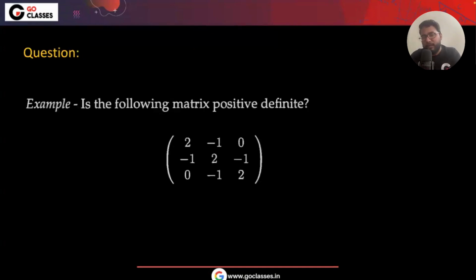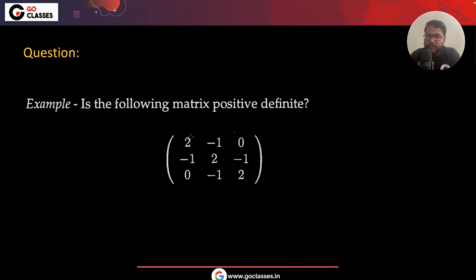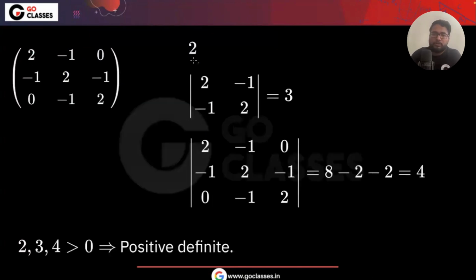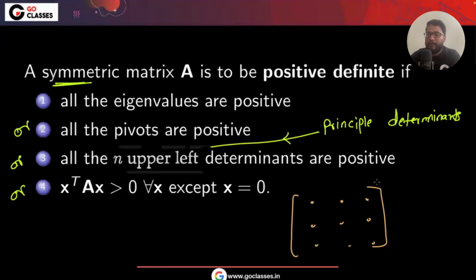Let's use the third way here, which is finding the n principal determinants. So you can say this first determinant is positive. This is 4 minus 1, this is 3, which is also positive. And if you find the determinant of the whole thing, then also it is going to be, let's suppose, 4. So all of these are positive, so that's why it is positive definite. Is this okay to everyone? This is one of the tests. If I number these tests, this is the third test we have applied.